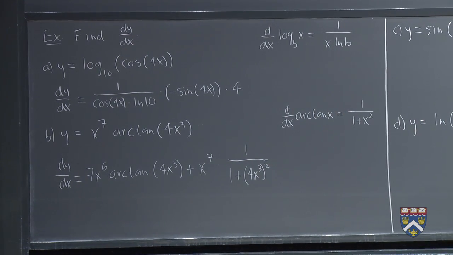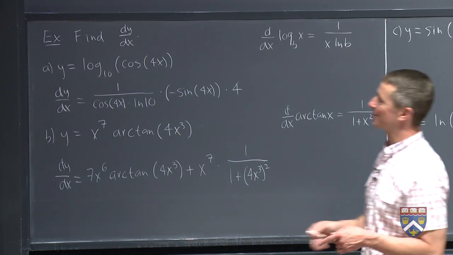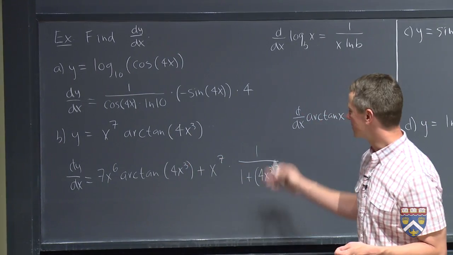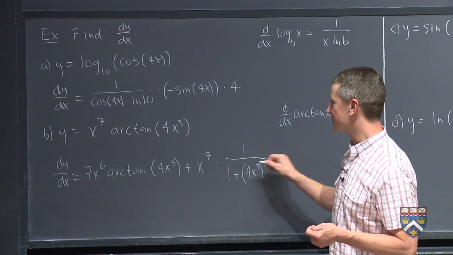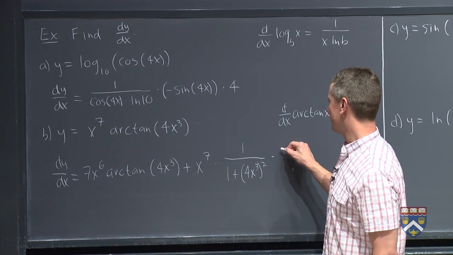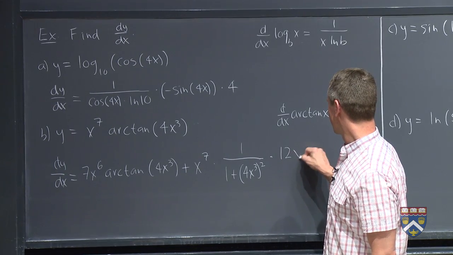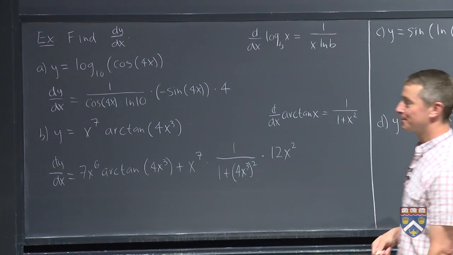And are we done? I hope you're saying no, because we need a chain rule here. We've got arctangent of something, so it's 1 over 1 plus the very same something squared, but then times the derivative of that inside function, and the derivative of 4x cubed is 12x squared.